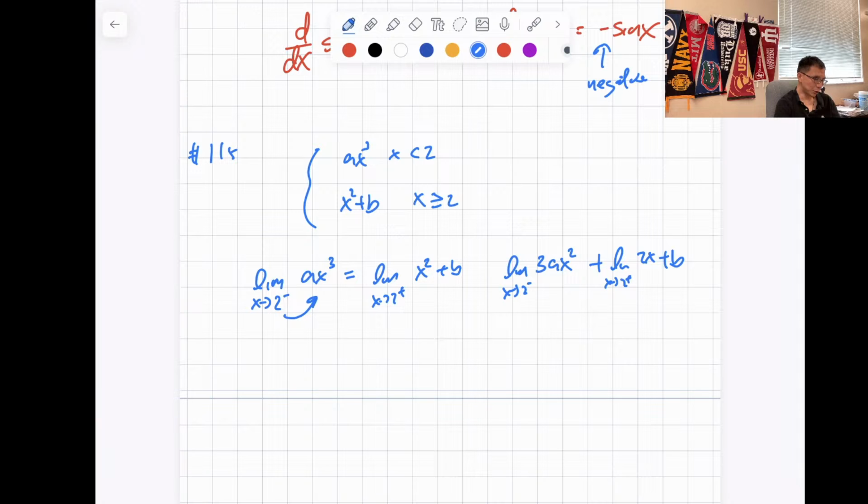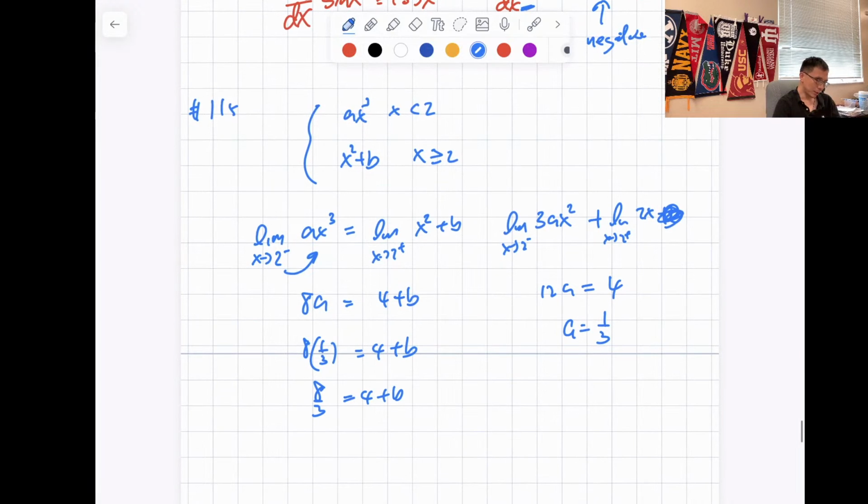So I'm going to plug in 2 here, so that's going to give you 12a is equal to 4 plus b. Wait, if I take a derivative, this is gone. So that's going to be 4. Is that okay? So a is equal to 1/3. If a is equal to 1/3, so it's going to be 1/3 equal to 4 plus b. So b is equal to negative 4 over 3.